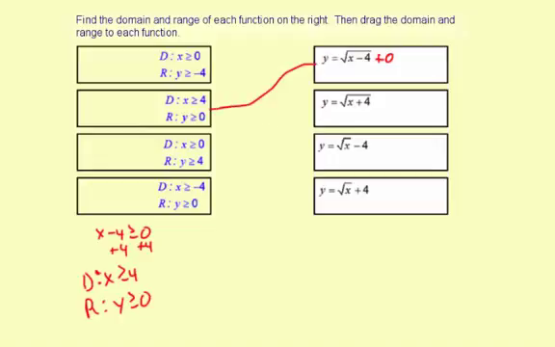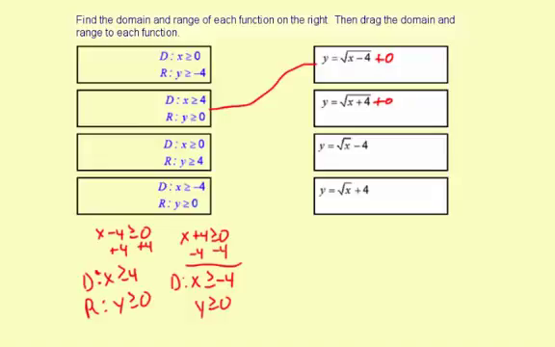Okay, for the next one, y equals square root of x plus 4. It's the same process as the first one. You do x plus 4 greater than or equal to 0. Then subtract 4 from both sides. x is greater than or equal to negative 4. That's the domain. And for the range, look for the number after the square root symbol. There's nothing, it's like plus 0. So y greater than or equal to 0 is the range.